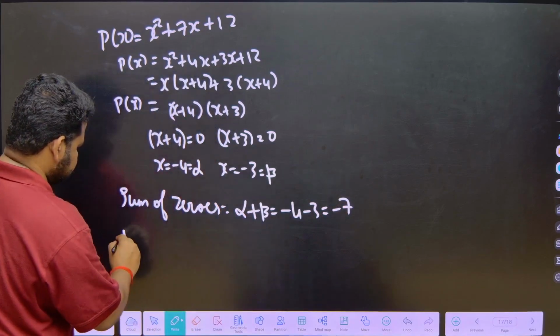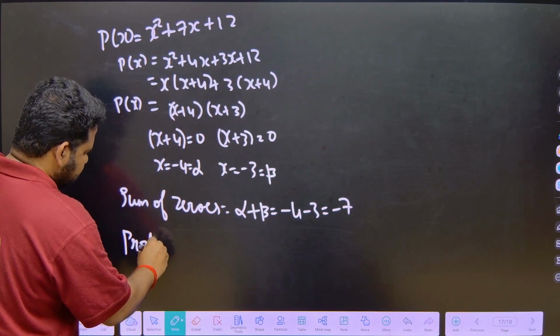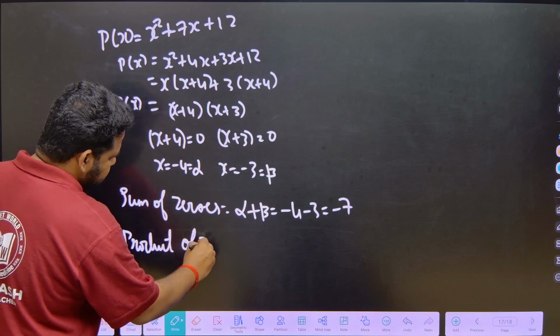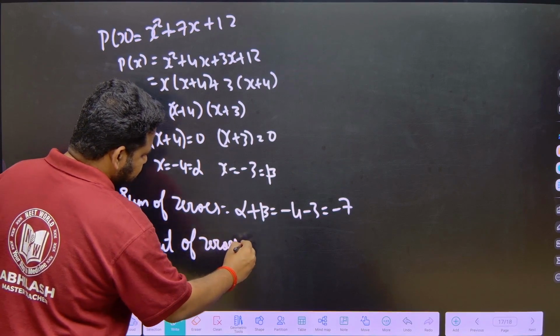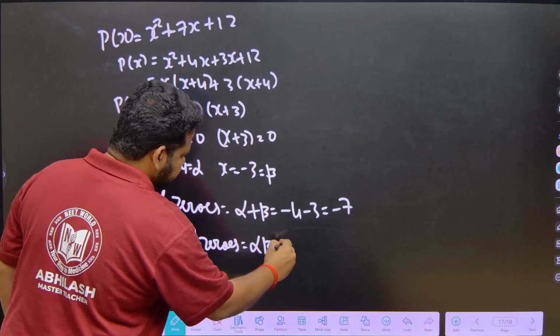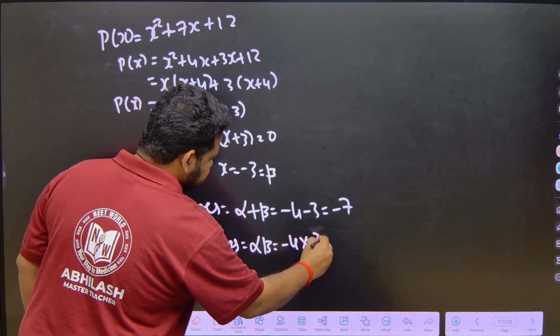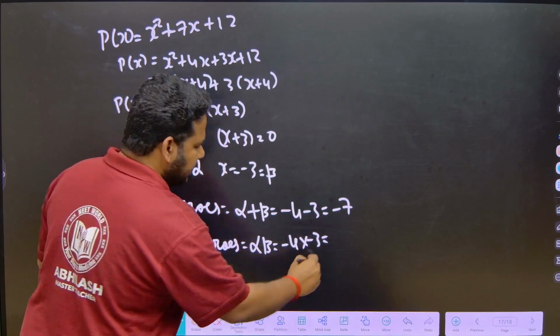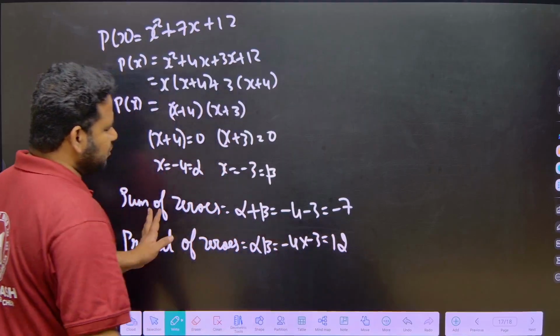Product of the zeros. Product of zeros is what, friends? Product of zeros is alpha into beta, that is nothing but minus 4 into minus 3. 4 3s are 12, minus into minus, I will get 12. This is what we got directly.